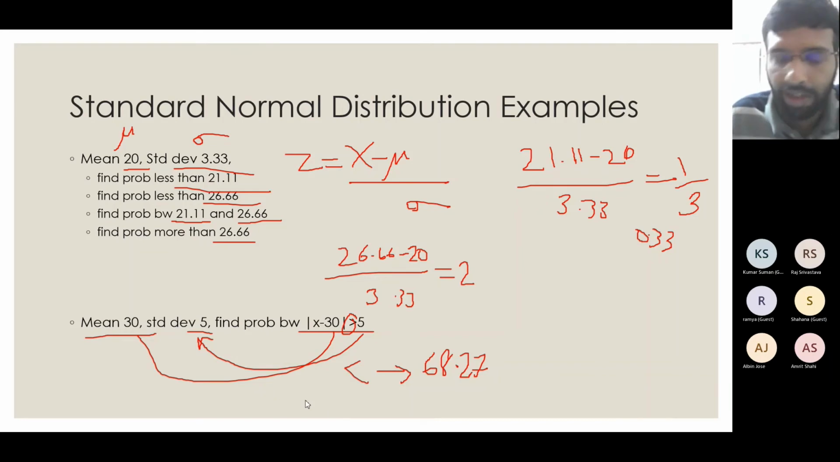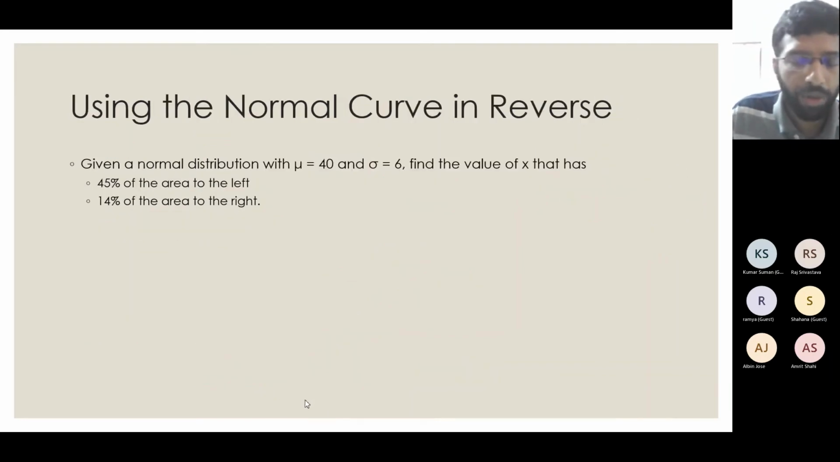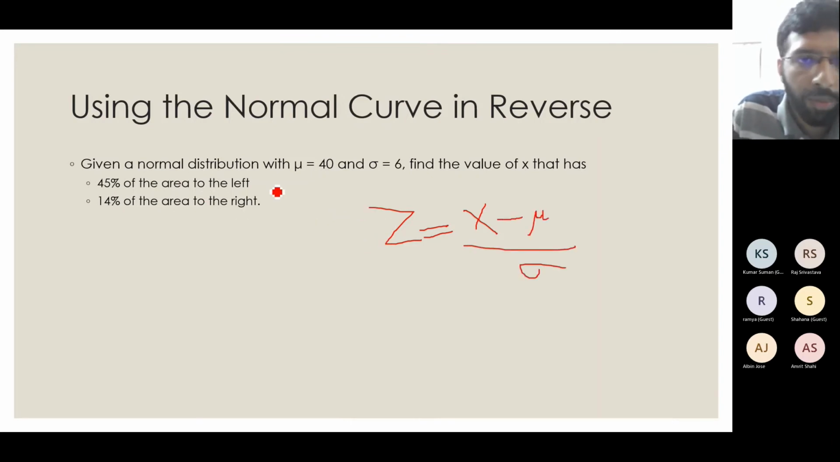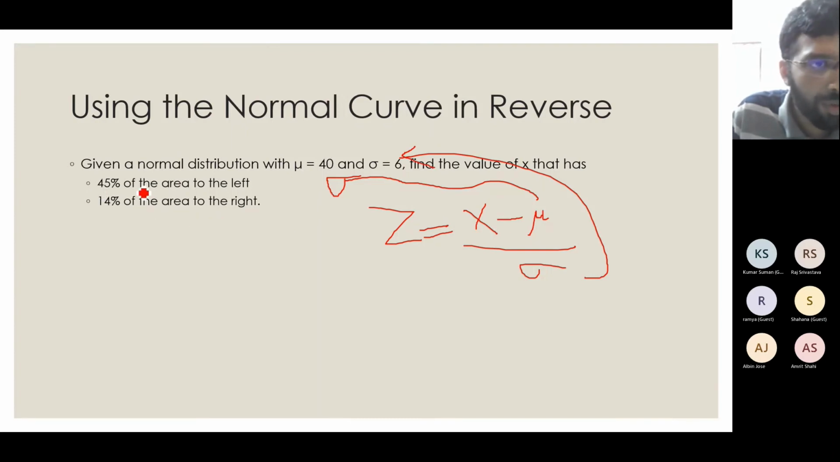I hope that much is clear. One more use case I will tell you. Now that we found the probability given the scores, suppose given the probability, I want to find the score. For that I will use the same equation, x minus mu by sigma. In this example, mu is given as 40, sigma is given as 6, and I am given probabilities corresponding to 45% area to the left, 14% area to the right, and so on. Let's see how you can do that.